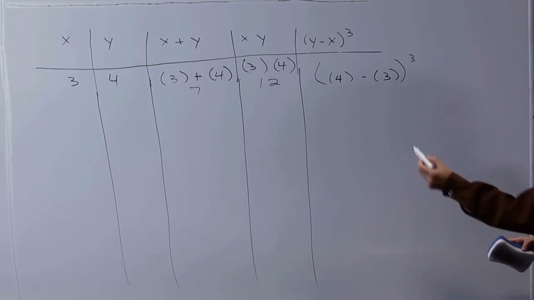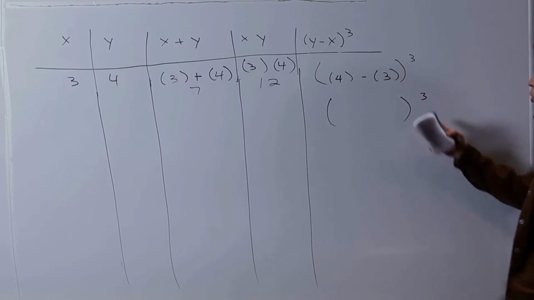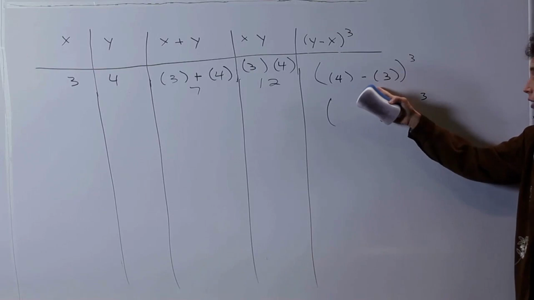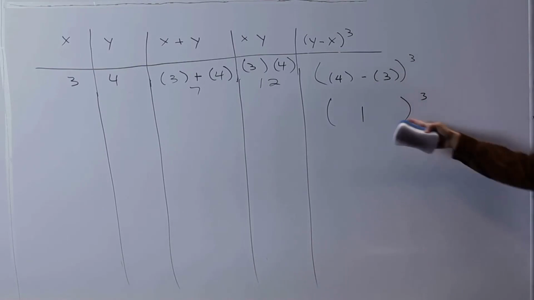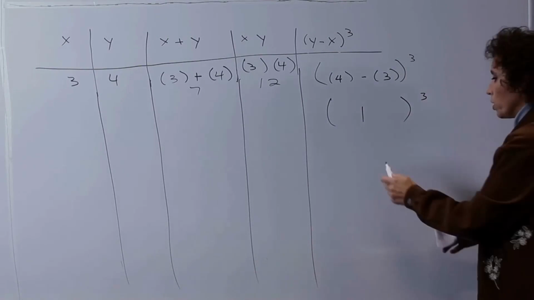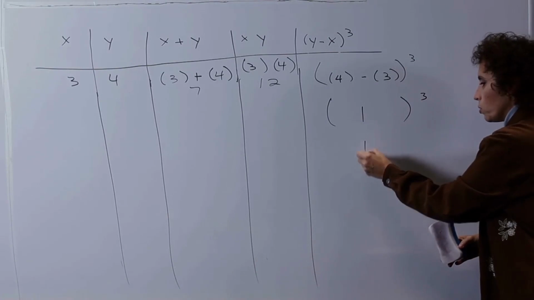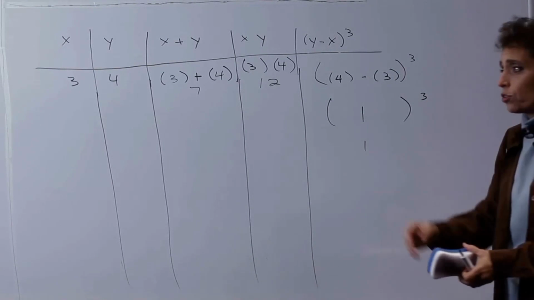Now watch what we're going to do. Never take off the parentheses until you do a multiplication step. So order of operations tells me to do what's inside. 4 minus 3 is 1. But I didn't do a multiplication step, so I did not take off the parentheses. Okay? So now this is 1 cubed. 1 cubed is 1 times 1 times 1, which is just 1. So that's how that looks. So that's when x is 3 and y is 4.